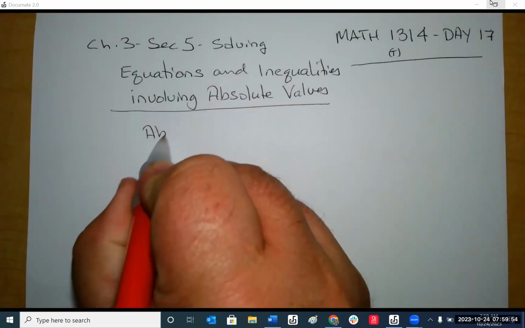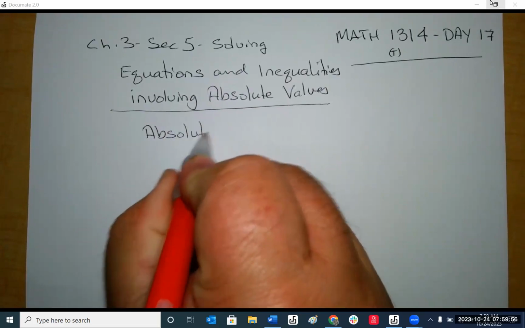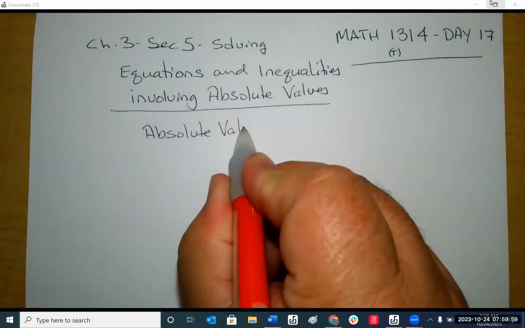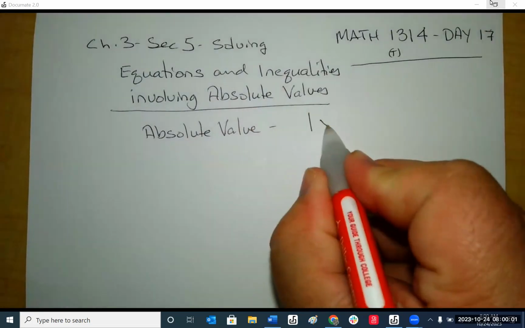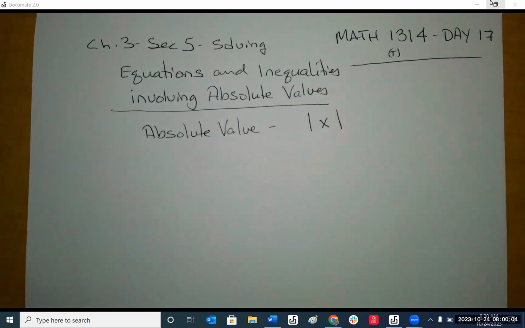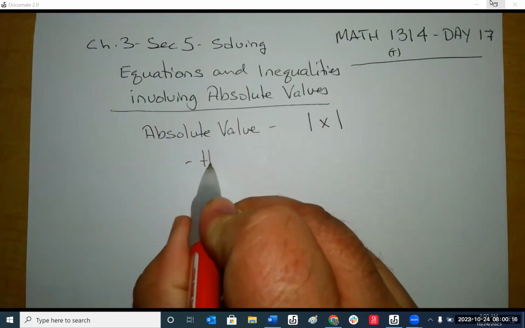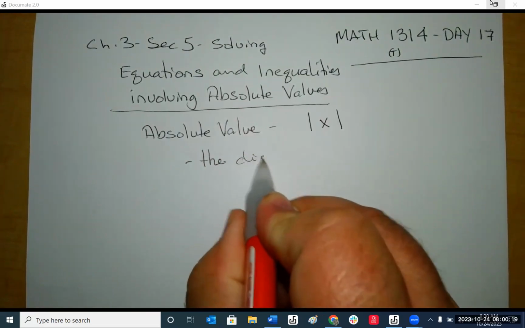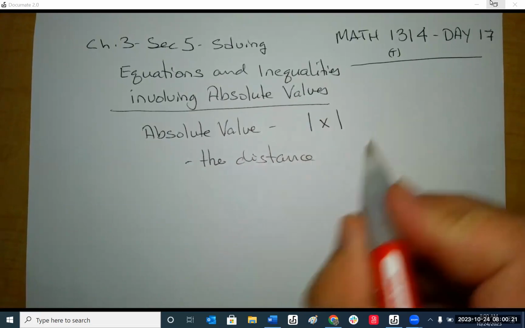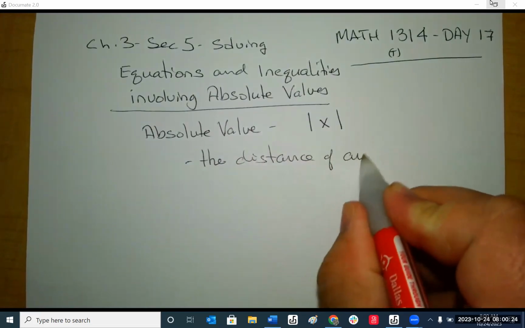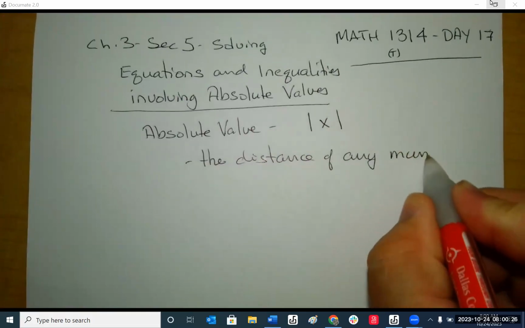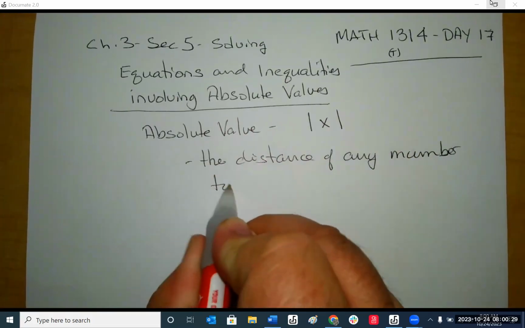First, what is an absolute value? It looks like this. But what does it do? What does it find for us? Very good. How'd you know that? Yeah, the distance of any number to zero.